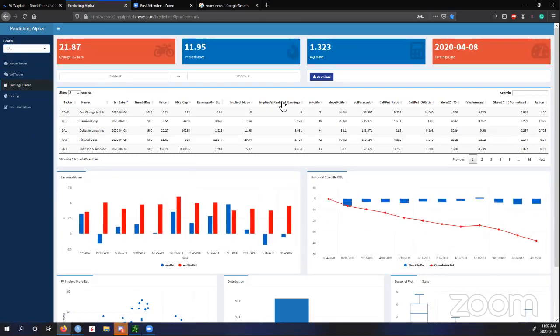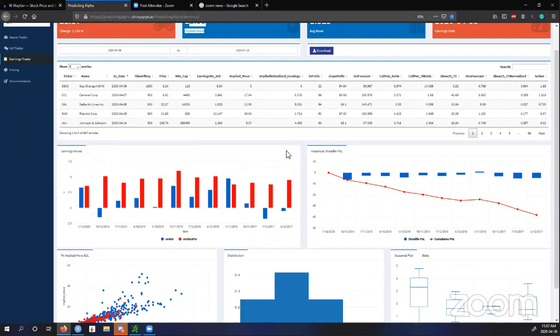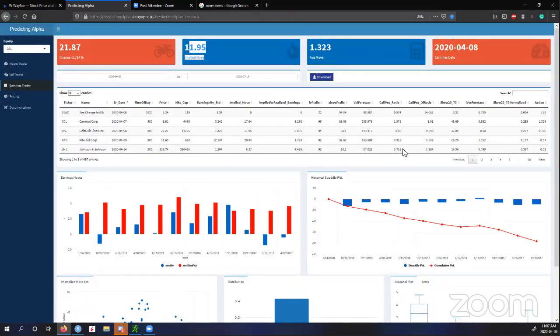So Delta Airlines is implying an 11.95% move. Usually it's huge. This was actually a lot higher though. A couple days ago, this was 20%. So it looks like the market's starting to say, okay, volatility is settling down a little bit. And it could be a good trade opportunity.